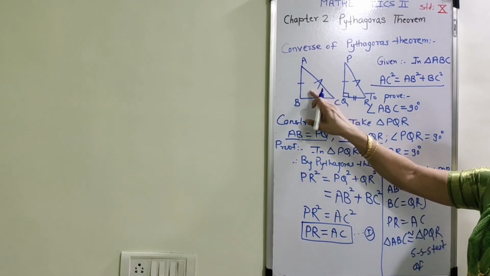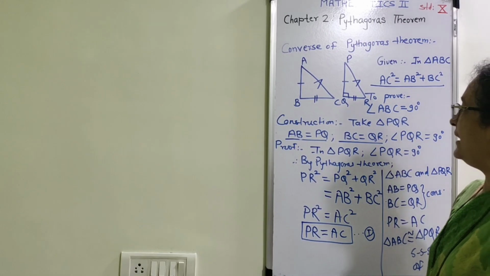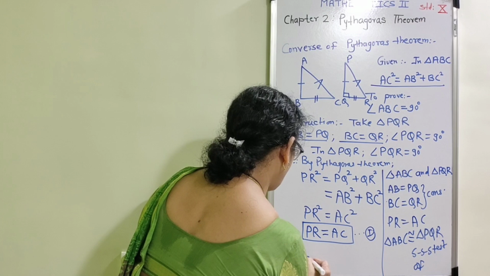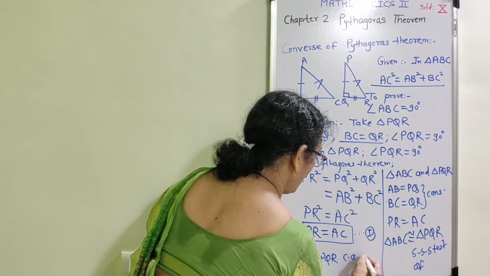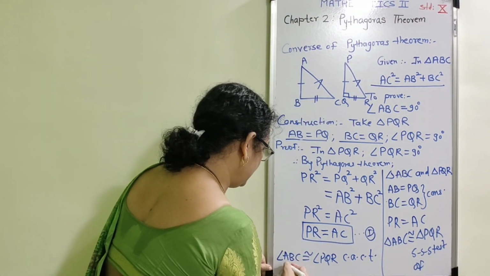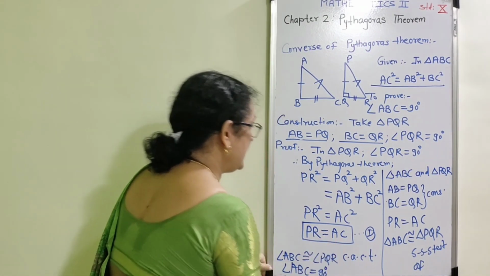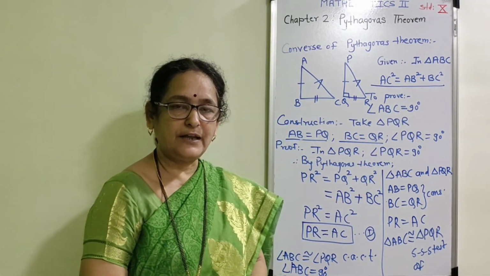Now here we have proved that both the triangles are congruent to each other, and we know that when triangles are congruent to each other, their remaining components are also congruent to each other, and therefore last step, angle ABC is also congruent to angle PQR, corresponding angles of congruent triangles. But we know that angle PQR is of 90 degree, therefore angle ABC is also of 90 degree, and this is what we are going to prove, that angle ABC is of 90 degree.